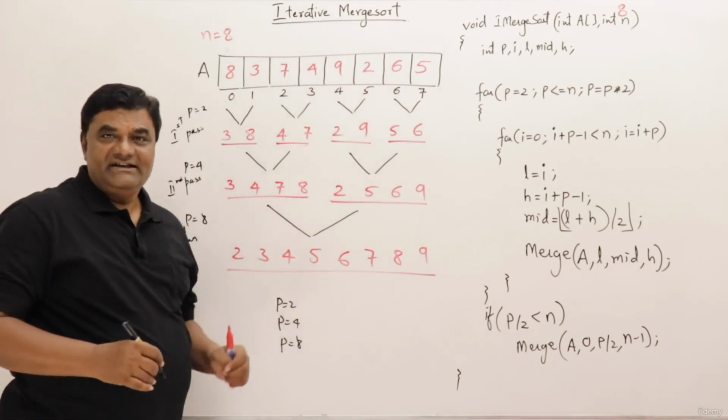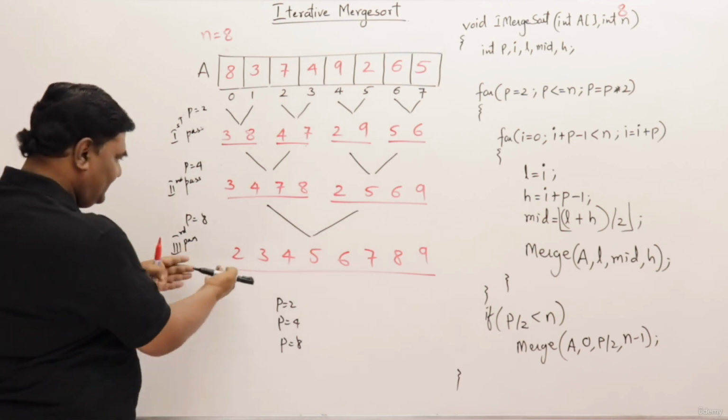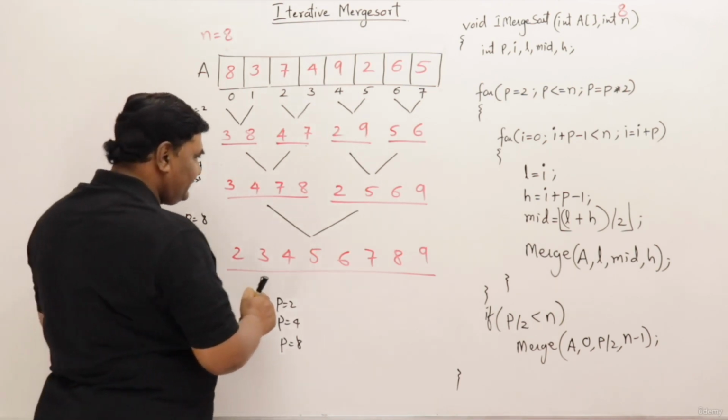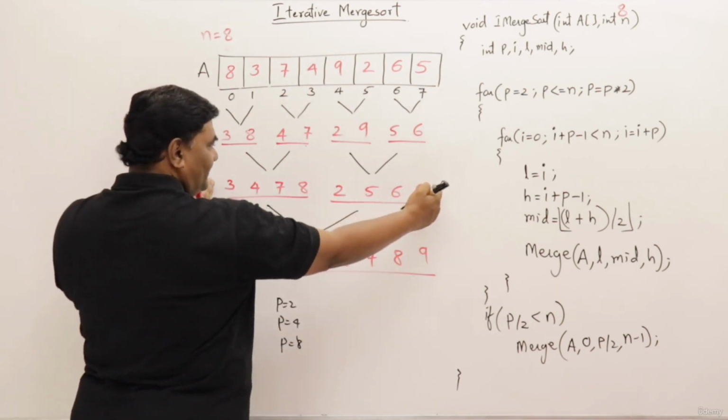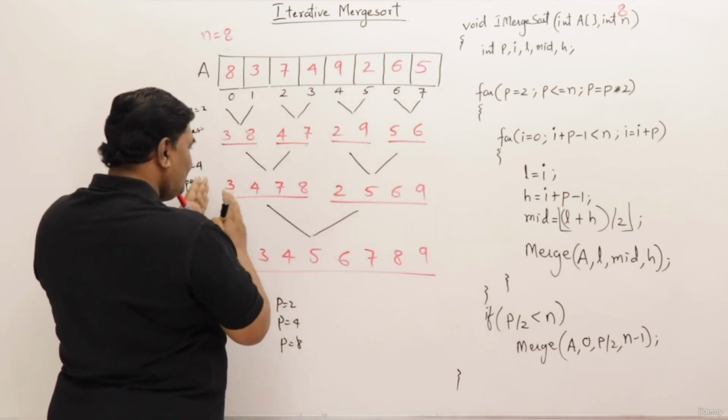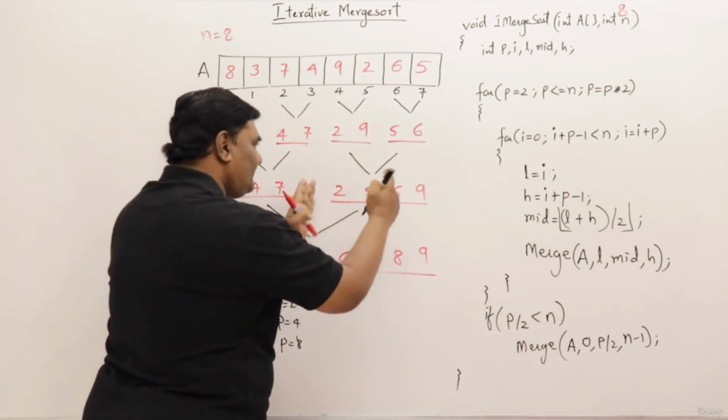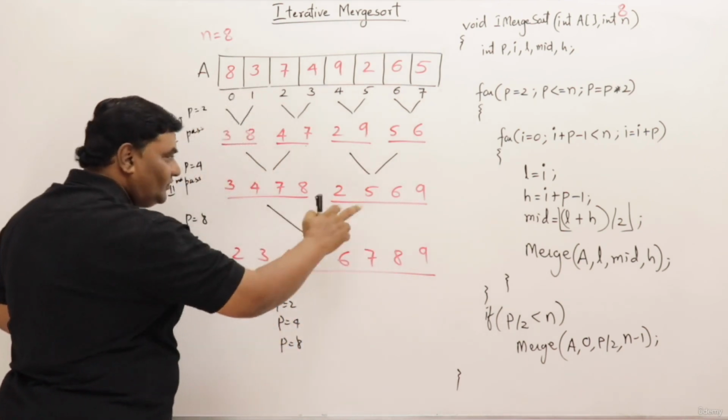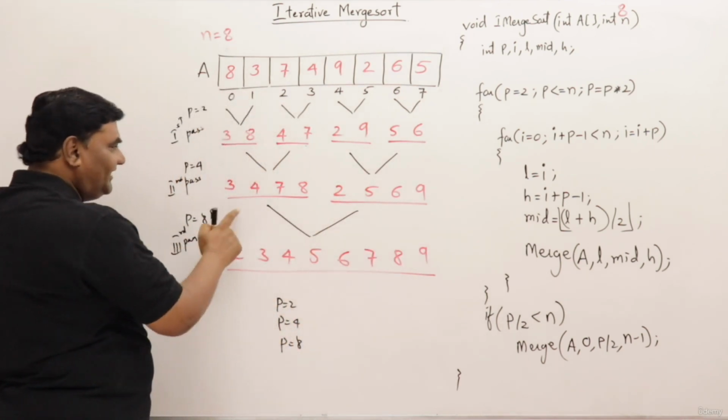So what is this? I will explain. If I take the last list, p value is 8 means a total of 8 elements are merged. In this, 2 lists are there. One is with 4 elements, the other one is also with 4 elements. So a total of 8 elements are merged. That's why the p value is 8.